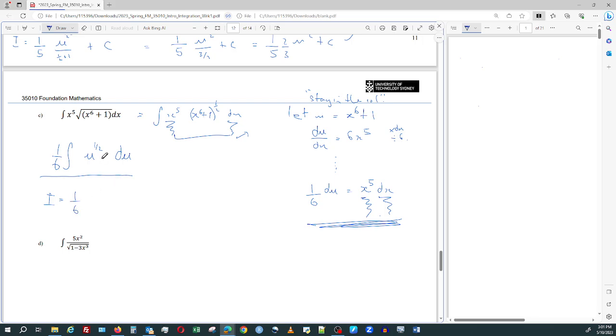Up and under. So it's going to be 3 on 2. So divide by 3 on 2 is times by 2 on 3. And u to the 3 on 2 plus c. We're going to have a cancellation. That's going to be 1/9 times x^6 plus 1 to the 3 on 2, plus c. And that's your final result. Welcome to University Mathematics. We can do it.